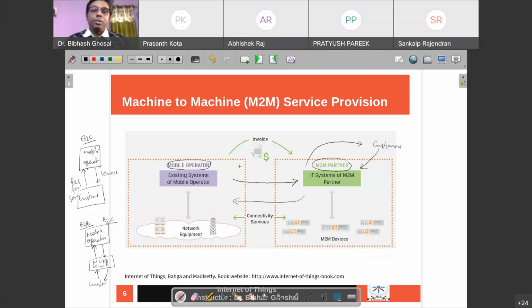So look at how the invoice is generated. This is requested for this, so the invoice is generated by the mobile operator to the M2M partner, which in turn sends it to the customer. So here we have a very interesting thing that can be utilized if you are using mobile technology for IoT purposes.